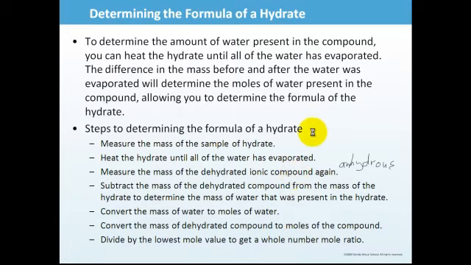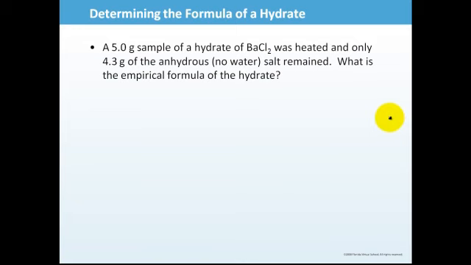Alright, so let's try one of these. A 5-gram sample of a hydrate of barium chloride is heated and only 4.3 grams of the salt remain. What is the empirical formula? Okay, so we started with 5 grams of the hydrate and we're only left with 4.3 grams of the product. So to get the mass of the water, we're going to take those two and subtract them. That's our first step as far as calculations are concerned.